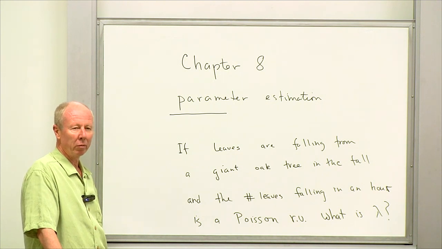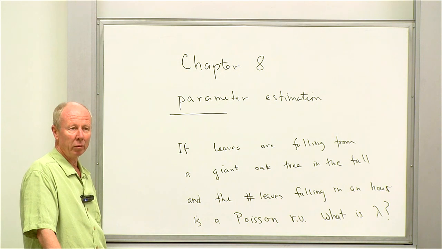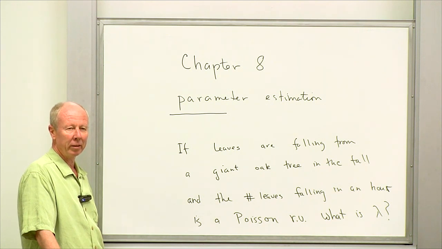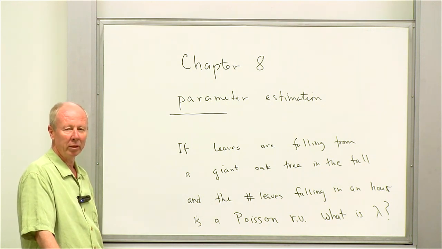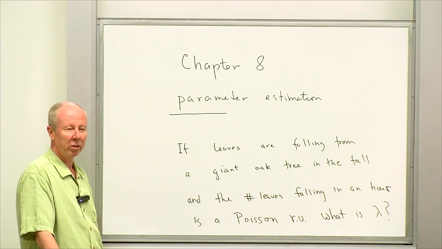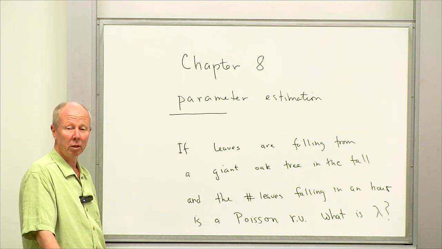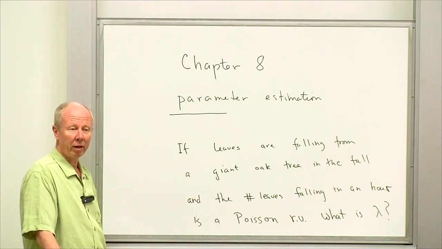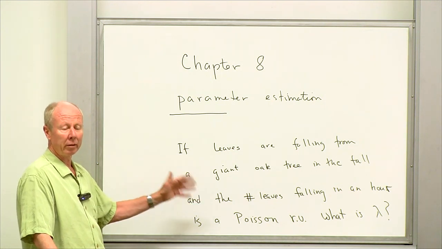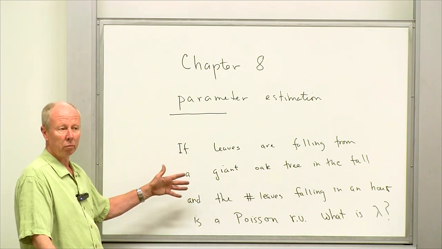So the number of leaves falling would be the sum of all these random variables. The probability the leaf falls is small, so the number of leaves times the probability of falling would be some reasonable size number. So we use the Poisson approximation to Bernoulli and decide that this should be a Poisson random variable. So there's some mathematical or scientific argument that this distribution should be Poisson.